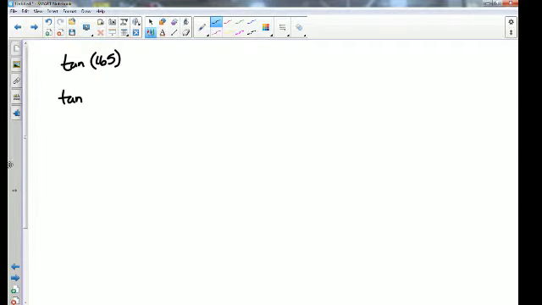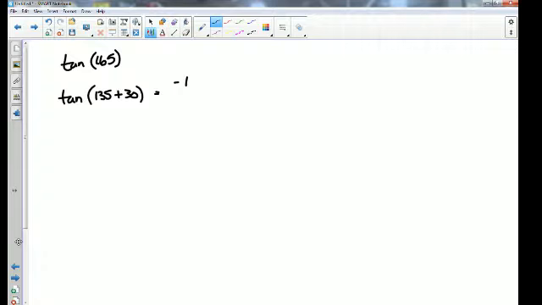Okay, two numbers, add or subtract. Is that right? 135. What is the tangent of 135? Tangent at 135 is root 2 over negative root 2. Negative 1. That's true.